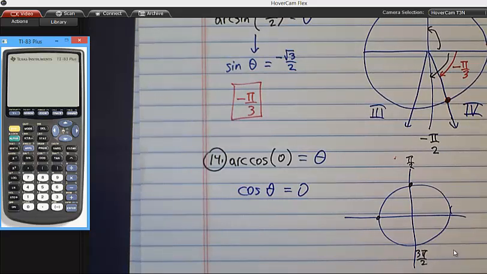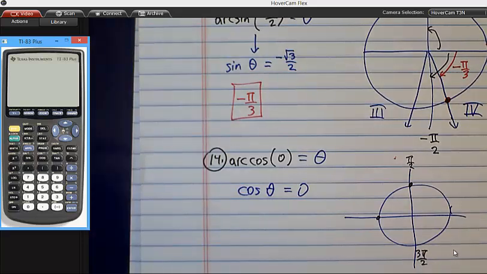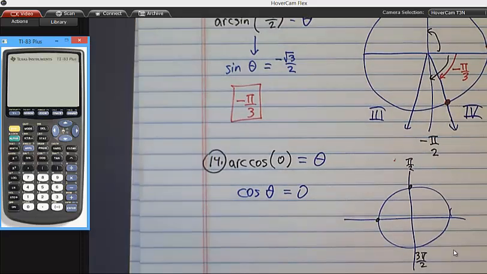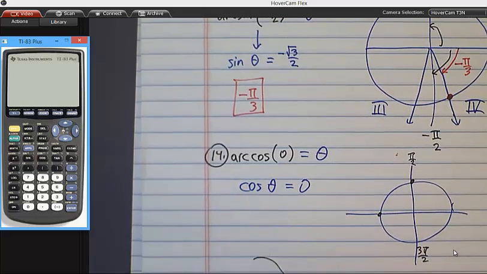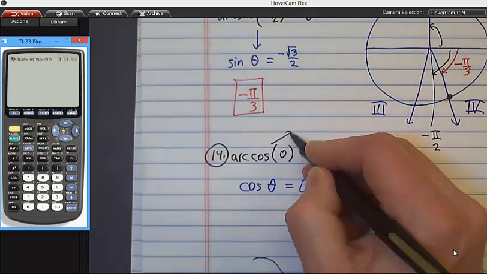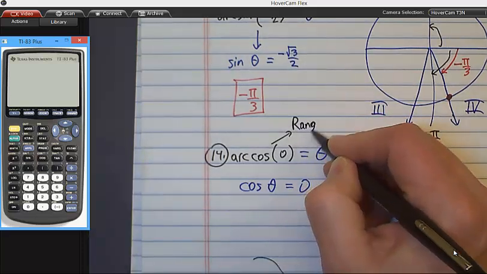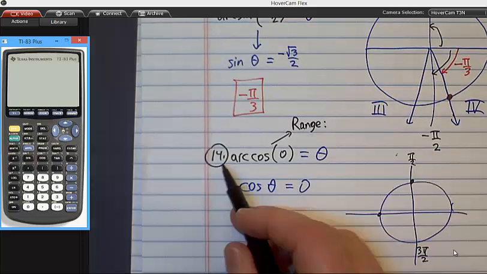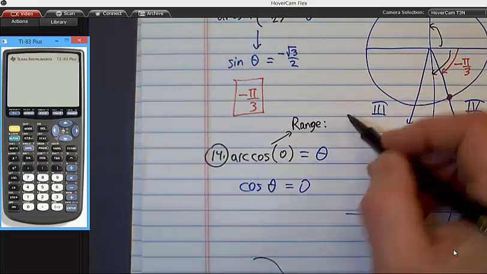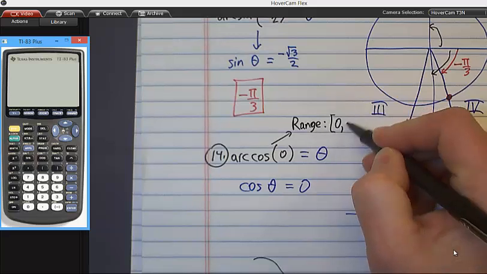And how do you pick what the answer is going to be? Well, you have to know, how did we restrict the domain of the cosine function? The cosine function looked like that. And I guess I have to tell you the range. It's in your book, but we're running out of time. The range of the inverse cosine function ends up being from 0 to pi.